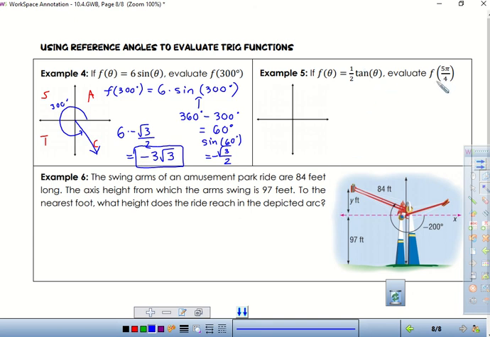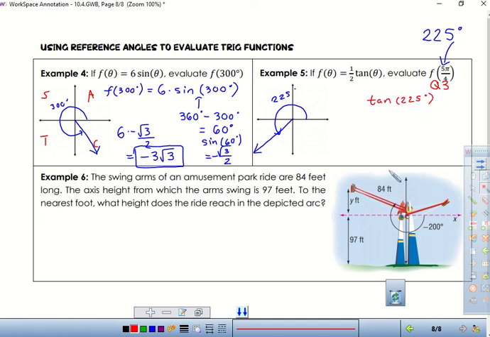So the next one here we want to evaluate 5 pi over 4. I'm going to convert this to degrees. 225 degrees. Is that when you multiply by 180 over pi? Exactly. So this 225 falls somewhere about here. What quadrant does it fall in? Q3. So we want to do tan of 225.